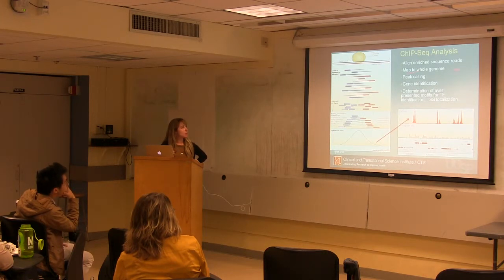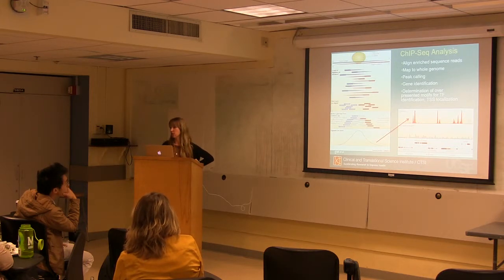So once it's been sequenced, you can align these enriched sequences to the whole genome. You align them and then you map them to the whole genome, and it creates these peaks, which in the bioinformatics world is called peak calling. And this peak here is equivalent to what you're seeing here. This is a whole genome map or a portion of a whole genome map, and you can see where the enriched fragments of DNA are, and then you can determine what genes are being turned on.